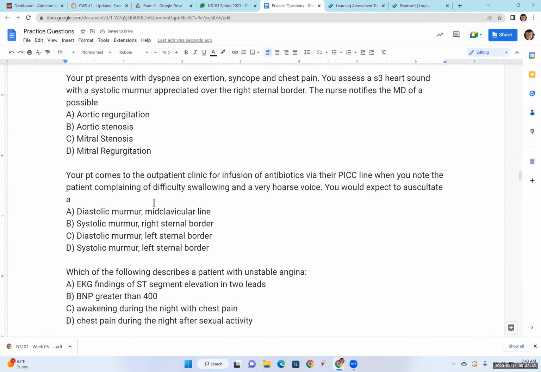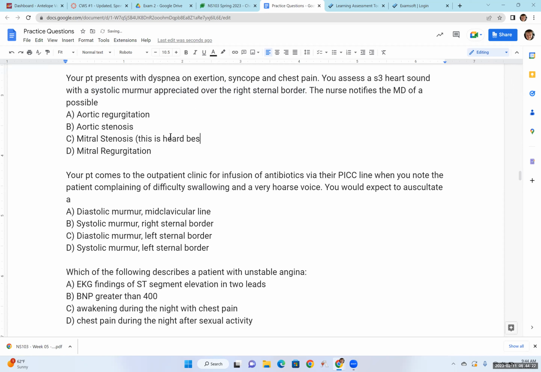Anyways, your patient presents with dyspnea on exertion, syncope and chest pain. He has an S3 heart sound with a systolic murmur appreciated over the right sternal border. Where's the right sternal border? What area is that? That's aortic, so it's not mitral. So we just eliminated two options right there, right? An S3 heart sound, that's CHF, right? And they have syncope, chest pain, right? Usually the murmur that causes the most chest pain is aortic stenosis. But if you didn't know that, they tell you they have a systolic murmur over the aortic area, right? What is that? That's stenosis.